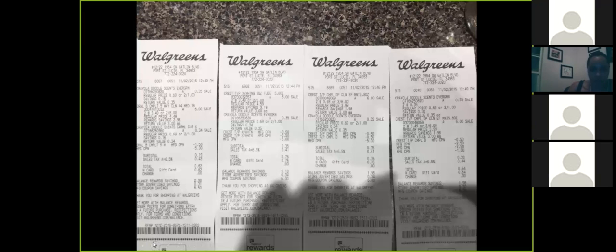Let's move along here. These are some Walgreens receipts. I don't know how visible they are to you guys. They're pretty much all the same. Different transactions, but the same product.